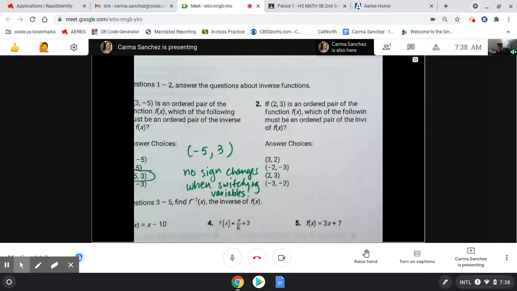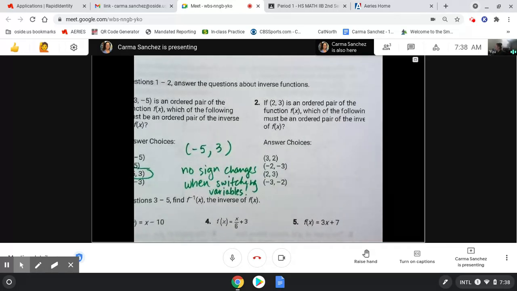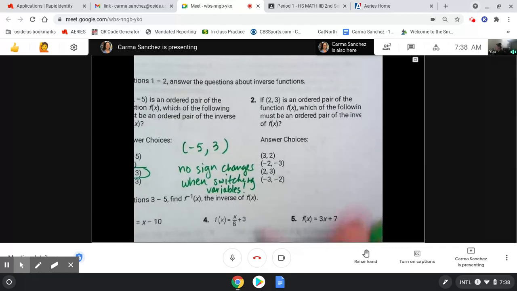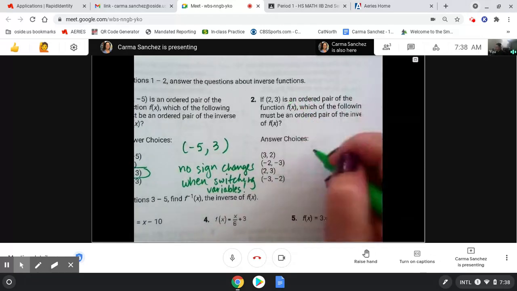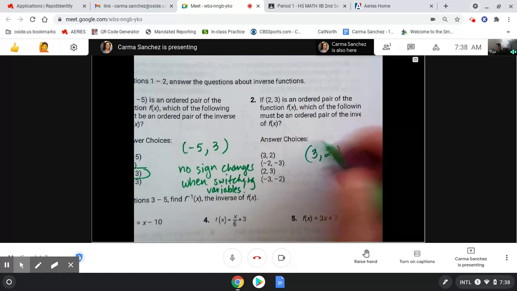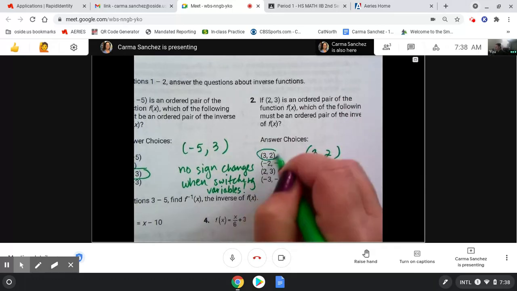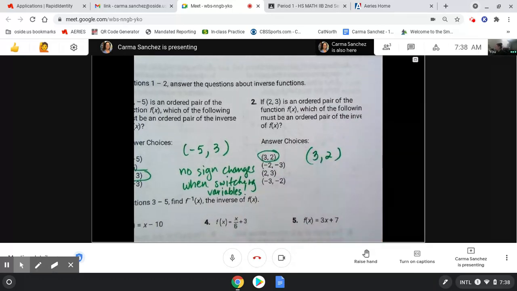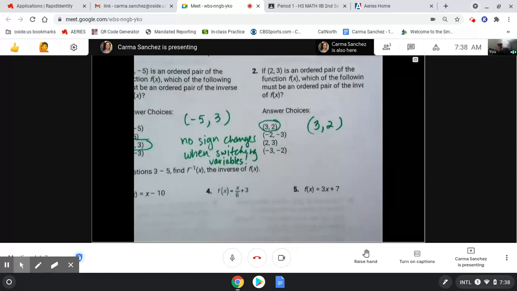If 2, 3 is an ordered pair of the function, which of the following must be an ordered pair of the inverse? So we're going to take the 2, 3, and we're going to completely switch it, and we're looking for 3, 2. And there's our answer. All right, let's look down at these next ones. We're doing full inverses now.